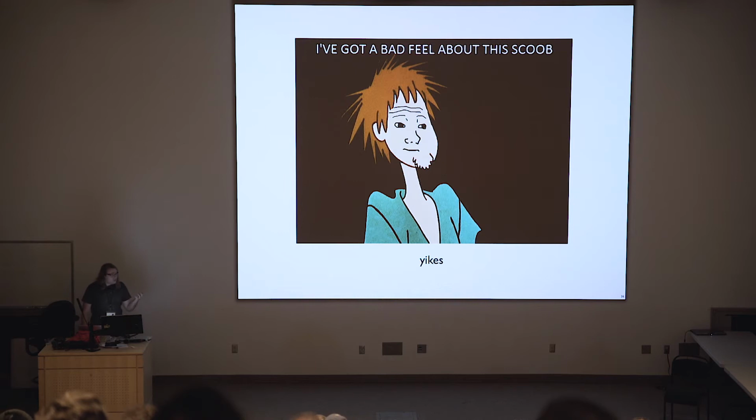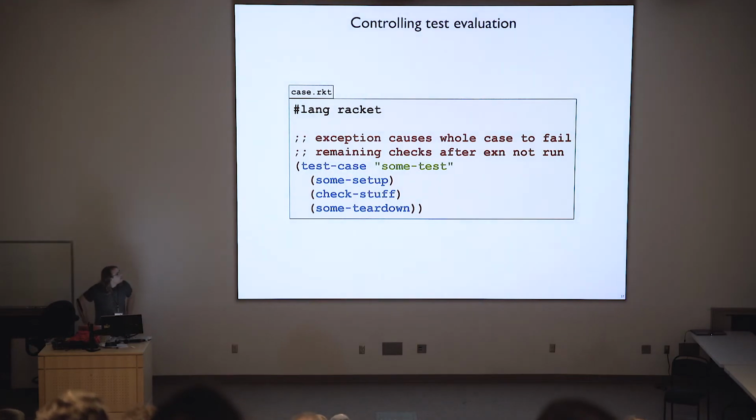So there's another aspect of RackUnit that has some interesting consequences. It has test cases and suites that you can use to control how checks are evaluated. So I can group a bunch of expressions, and if one of them fails with a test failure, the rest of them don't get run. Pretty simple. However, it has some things about it that will surprise you.